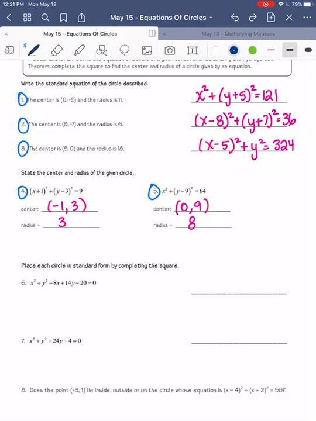Oh, and I didn't tell you, this is the last thing we're learning. So from here on out this week, we're just going to be practicing circles. And then we're going to have a little quiz on Thursday and we'll be done. So y'all are doing awesome. We're almost there.